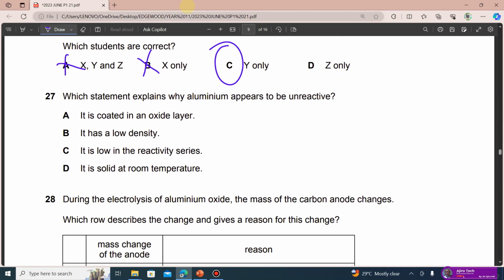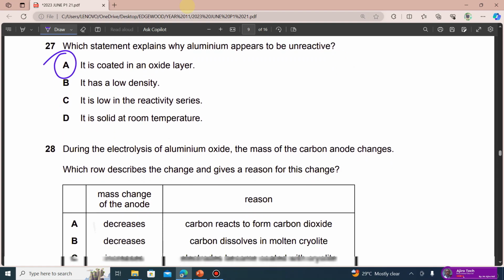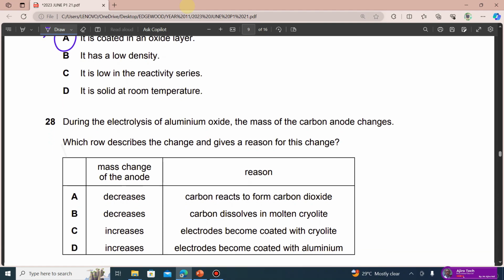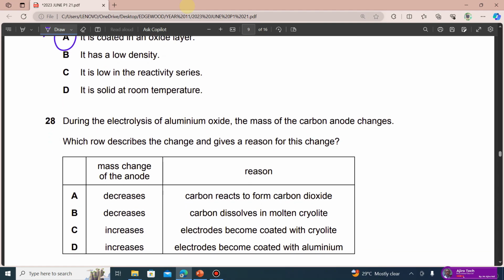Which statement explains why aluminium appears to be unreactive? Of course, it's because it forms an oxide layer that protects the metal. Now, during electrolysis of aluminium oxide, the mass of the carbon anode changes. Which rule describes the change and gives a reason for this change? The mass of the anode decreases because the carbon reacts with the oxygen produced at the anode to form carbon dioxide. So 28 is A.